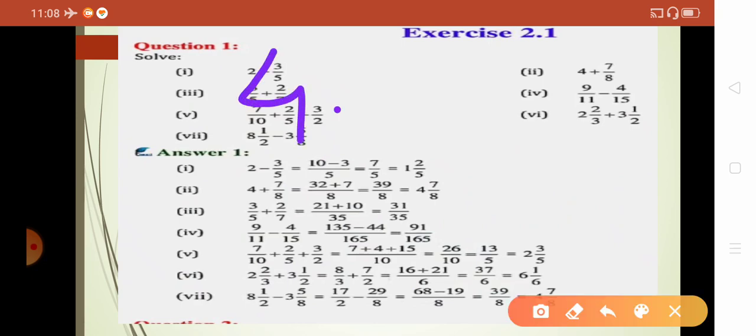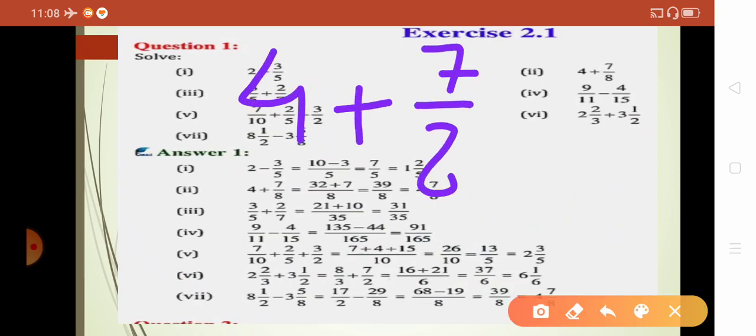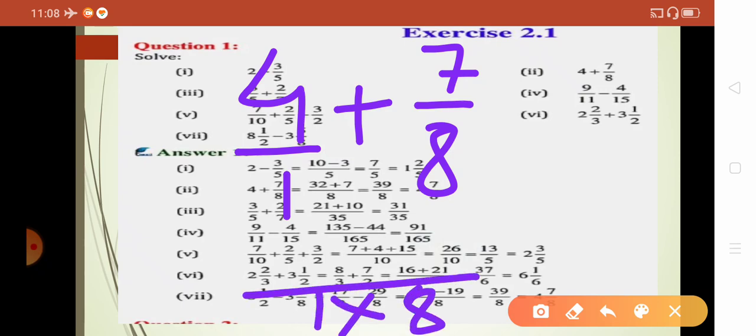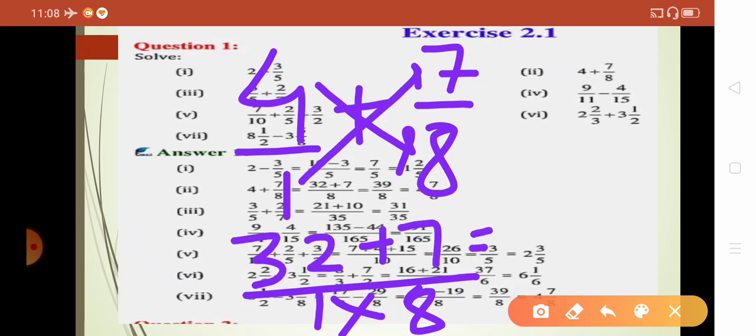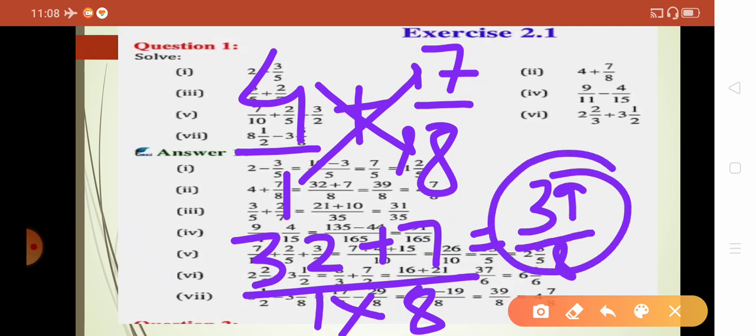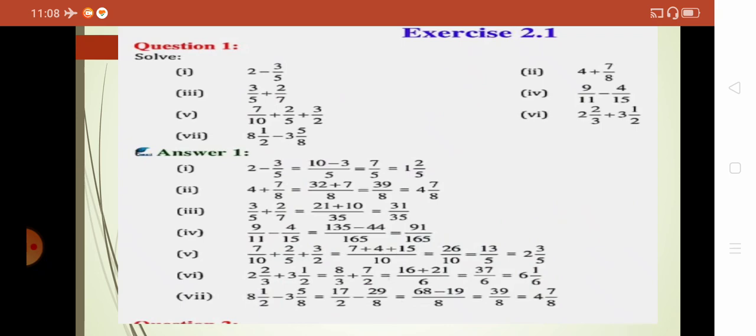Next is 4 plus 7 by 8. Again it is 4 by 1, we will write it as 1 multiply 8, 4 8s are 32 plus 7 1s are 7. So answer is 39 by 8. Again you have to convert this improper fraction into a mixed fraction, and the answer comes out to be 4 7 by 8.